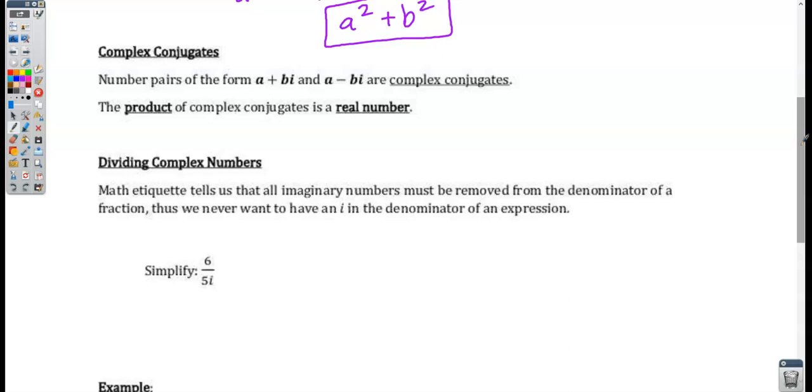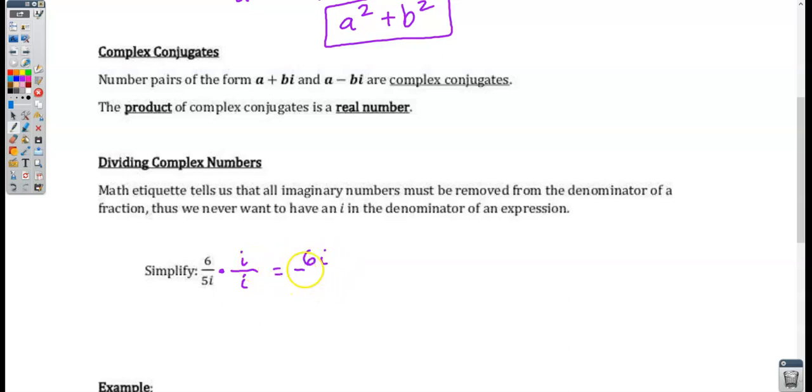Well, the fact that i is equal to the square root of -1, we do this a lot like we've done in the past when we were rationalizing denominators. If we had a single radical in the denominator, we would just multiply both numerator and denominator by that radical to get rid of the radical. We're going to do the same kind of thing with i's. Since we've got 6 over 5i, I'm going to multiply the denominator by i, and then in order to maintain the value of this expression, I'm going to also multiply the numerator by i.